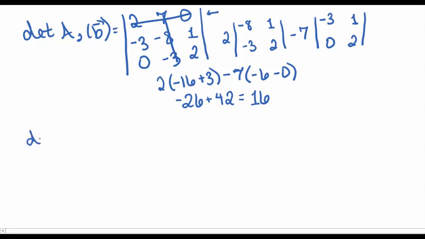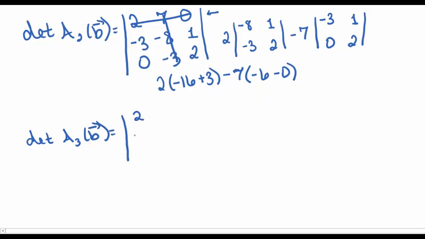Finally, we'll find the determinant of A sub 3 of b. This time, my first column is the same as it was originally. My second column was the same as it was originally. And the third column will be the constant vectors, 7, -8, -3. Since I no longer have a 0 in the first row, I'll use the first column.